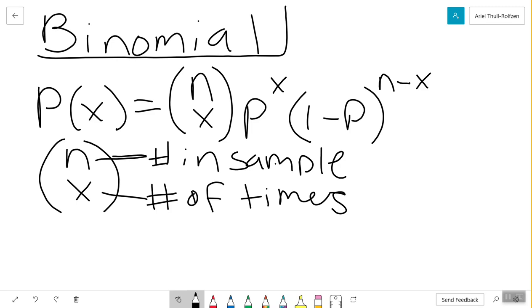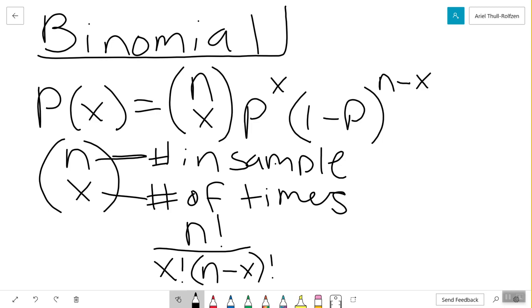I'm trying to find the page in the book on combinations and how to do these. On page 125, it gives a good formula for it. The formula for a combination is going to be n factorial divided by x factorial times n minus x factorial.